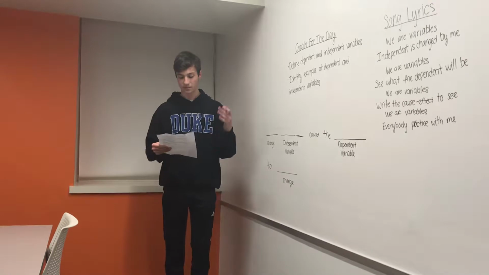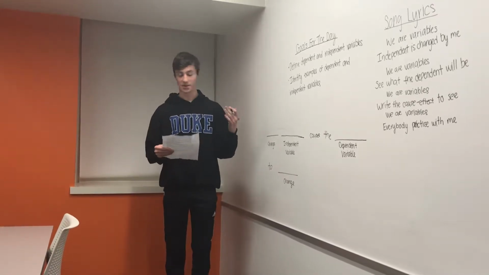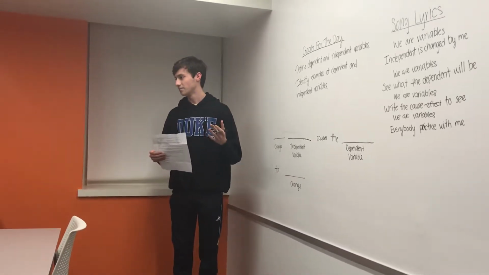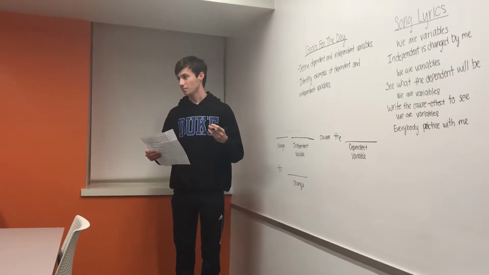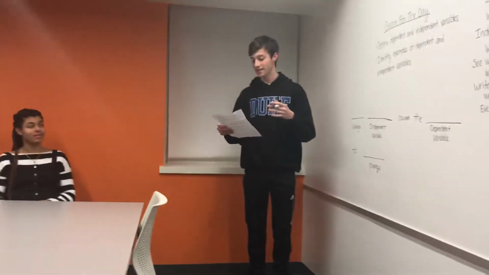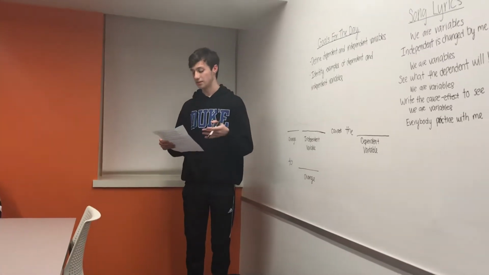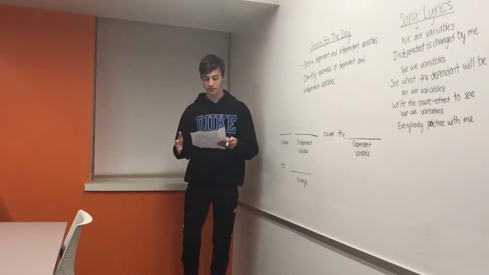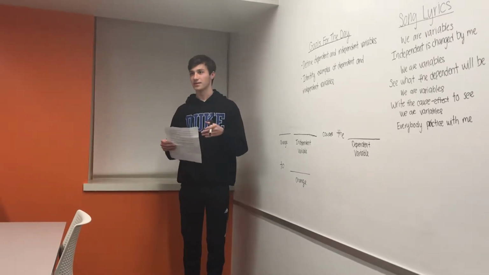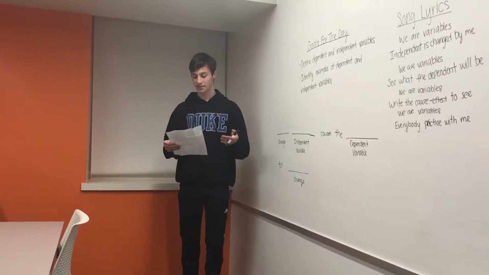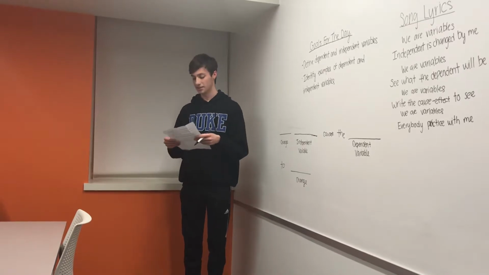So let's start off with the basics. What is a variable? Does anyone know? Something that changes? Perfect. It's just any quantity, condition, or trait that changes in your experiment. So what is an independent variable? In the sense of the word independent, it's something that is not affected by any other variable in the experiment.